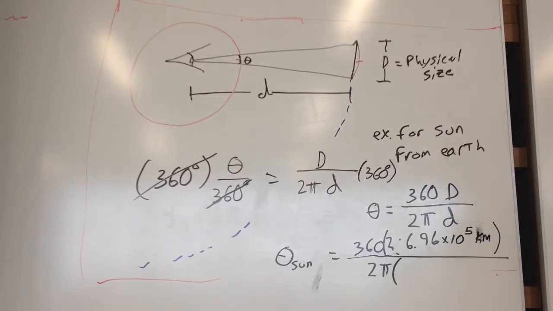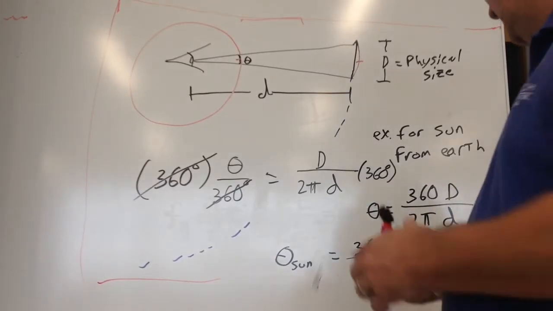Still need to know the distance. What's the distance to the sun in kilometers? The distance from the sun to Earth at 1:34 p.m. Eastern Daylight Time, Thursday, September 12, 2019 is about 151 million kilometers. 151 by 10 to the 6.